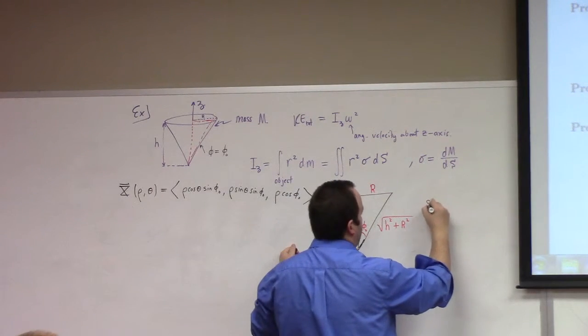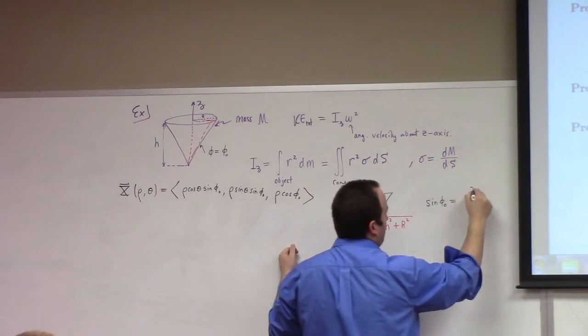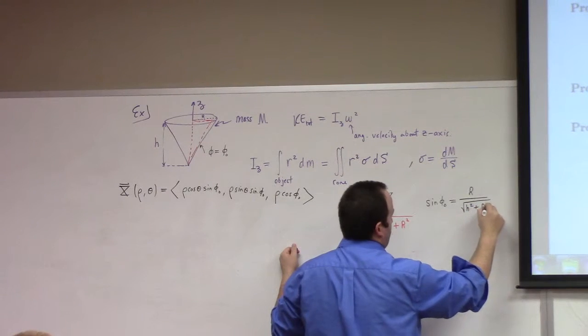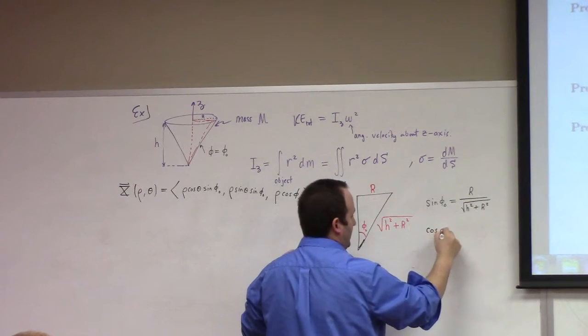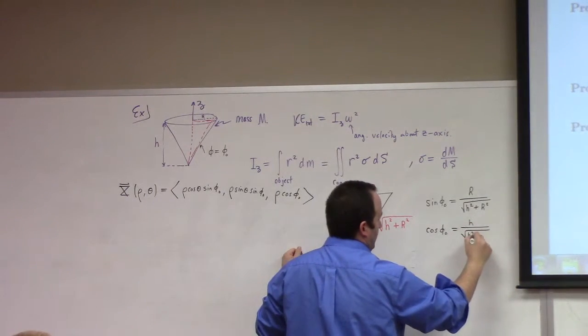So sine of phi naught is r divided by the square root of h squared plus r squared. Cosine of phi naught is h divided by the square root of h squared plus r squared.